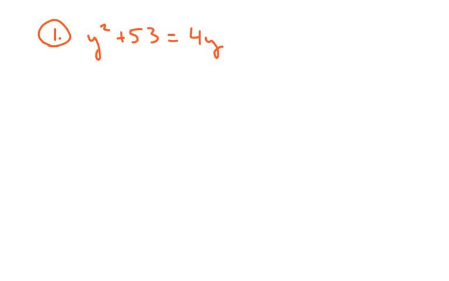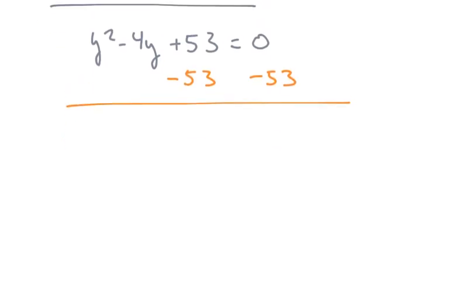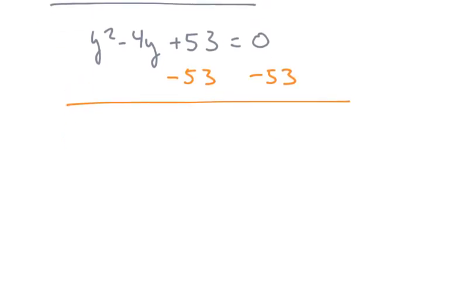So when you complete the square, the first thing you want to do is get all of your variables on one side. So that means I'm going to subtract 4y to put my y's all together. So I'm going to get y squared minus 4y plus 53 equals 0. And then I'm going to move anything that's not a variable to the other side. So that's going to leave me with y squared minus 4y, give yourself a little space, equals negative 53.